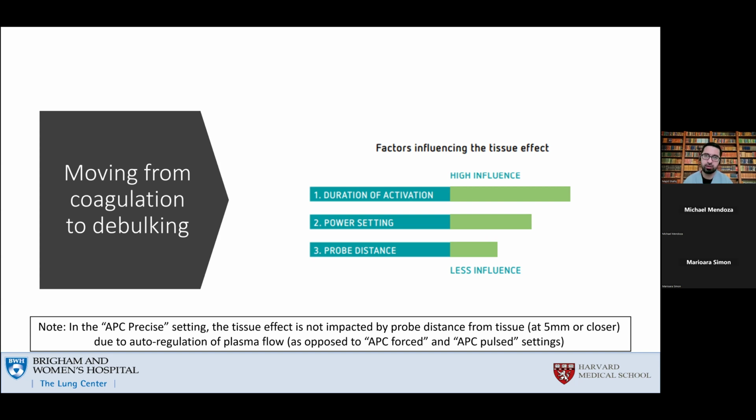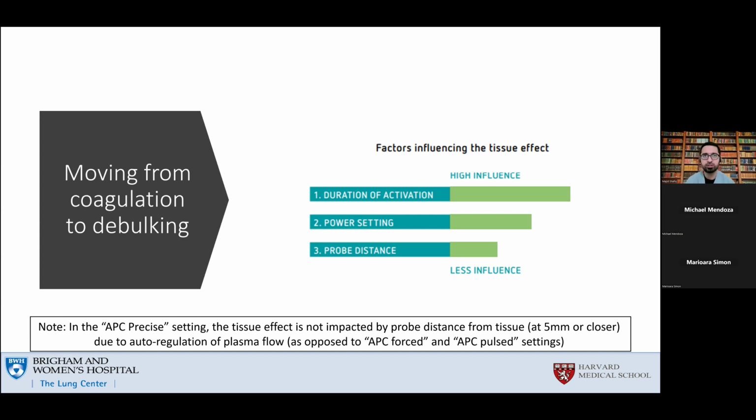And then the third one is called the APC precise. Now, the APC precise setting is meant to sort of take one of the variables out of your hand. So even if you are having difficulty keeping your probe at a constant distance from the target tissue, the APC precise will auto-regulate the amount of power, the amount of energy that it is delivering based on how far you are from the target tissue, as long as you are within 5 millimeters of tissue. So with that said, APC forced would be the typical setting that you will be using, or perhaps you may want to use APC pulse.